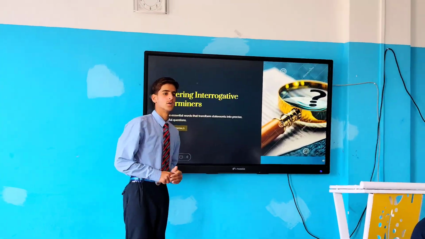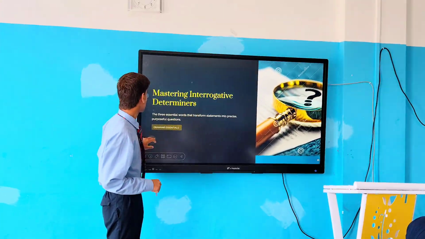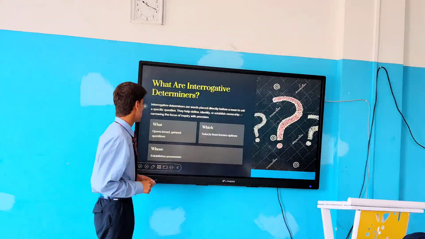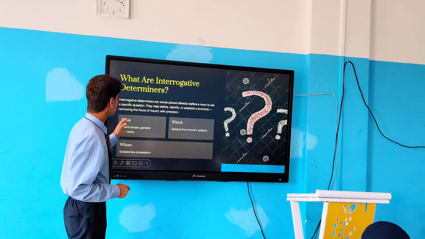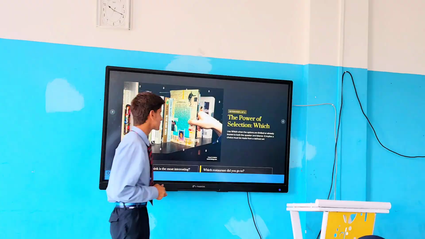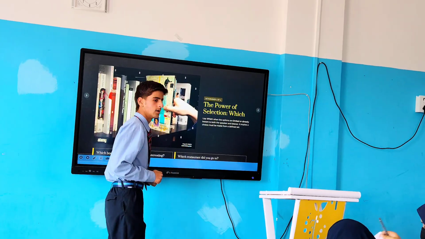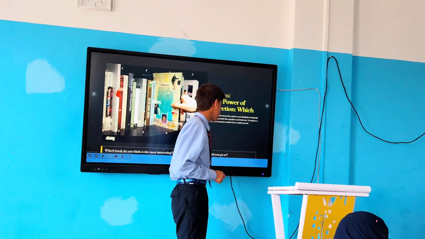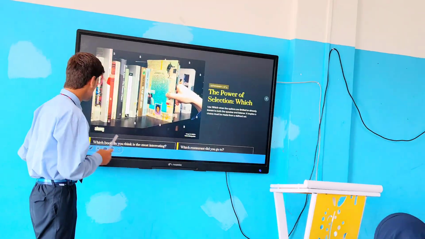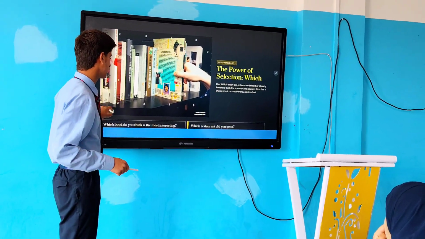Interrogative determiners are the words that are written before the noun. So there are basically three types of interrogative determiners. First one is what, which, and whose. Which is used when options are limited or already known to both the speaker and listener. It implies a choice must be made from a defined set. So, which book do you like the most? Here, the choice is limited, and we use which form of this interrogative.